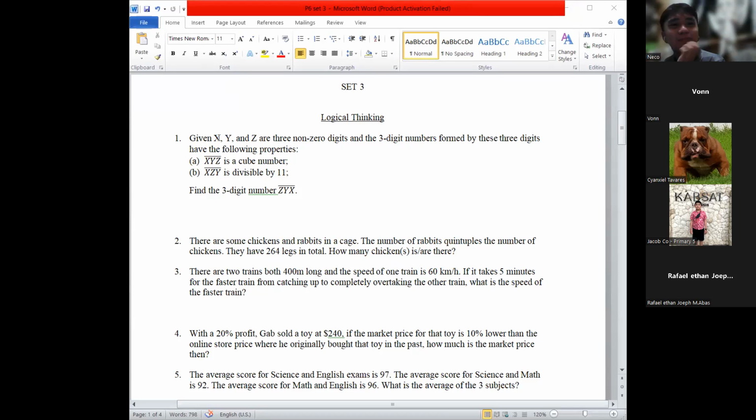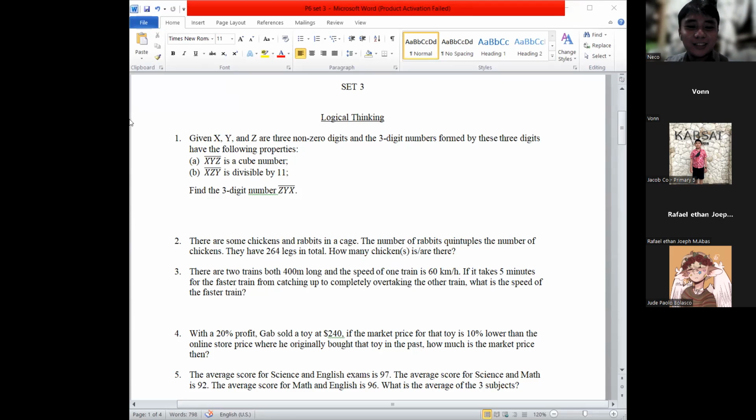Yeah, this is actually physics, and I am the one who personally made these questions in the past. I think the answer is 121. This one, XYZ is a cube number with 121 is a cube and XZY is divisible by 11. We just wait. Oh, by the way, I did promise. No, wait. 112 is a cube.